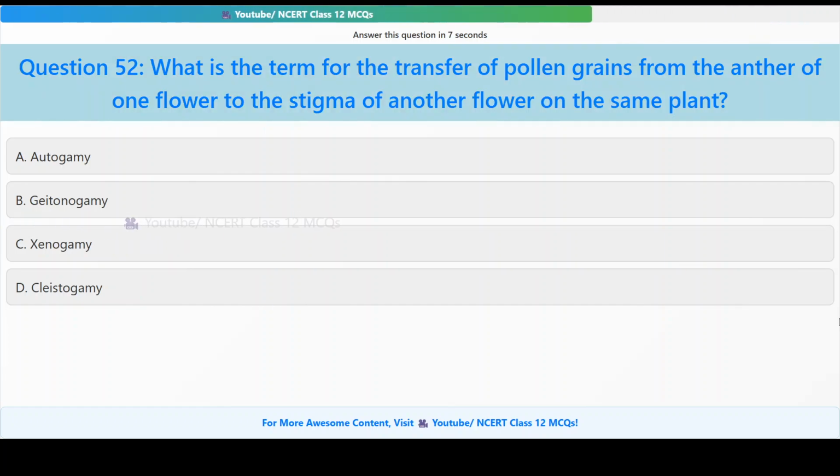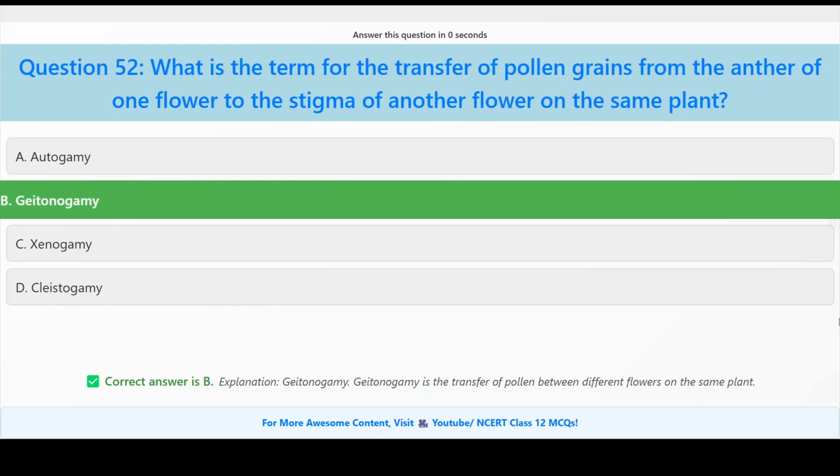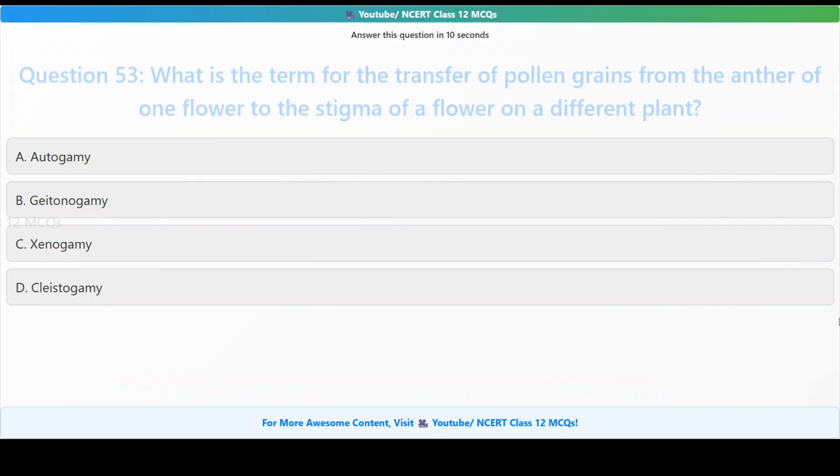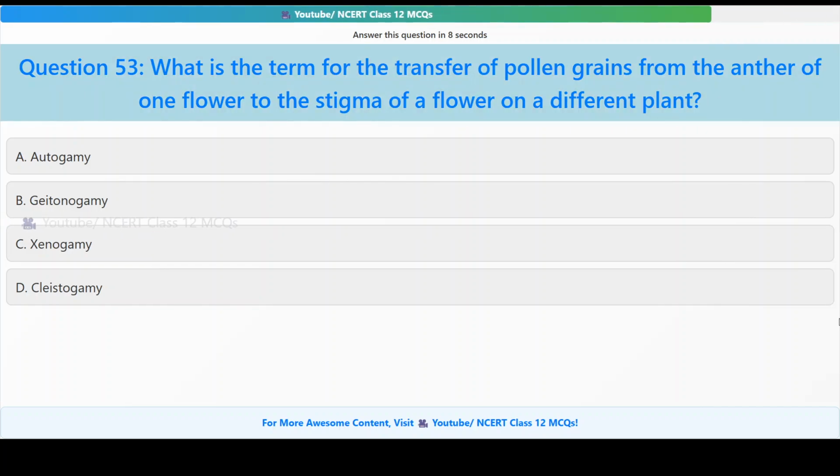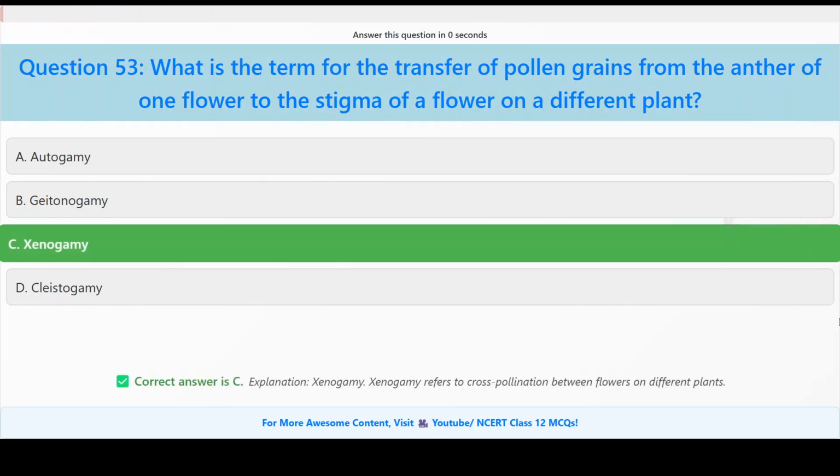Question 52. What is the term for the transfer of pollen grains from the anther of one flower to the stigma of another flower on the same plant? Geitonogamy. Geitonogamy is the transfer of pollen between different flowers on the same plant. Question 53. What is the term for the transfer of pollen grains from the anther of one flower to the stigma of a flower on a different plant? Xenogamy. Xenogamy refers to cross-pollination between flowers on different plants.